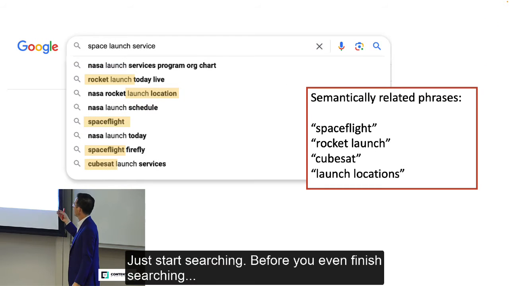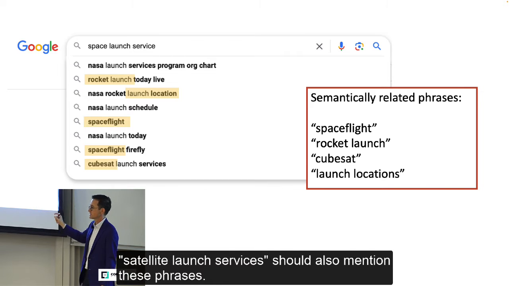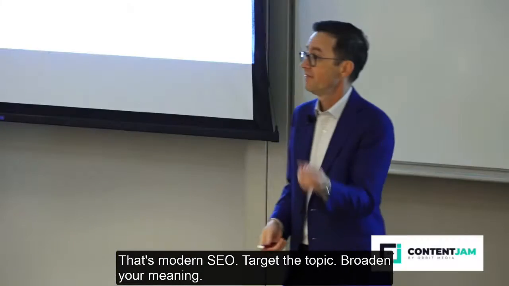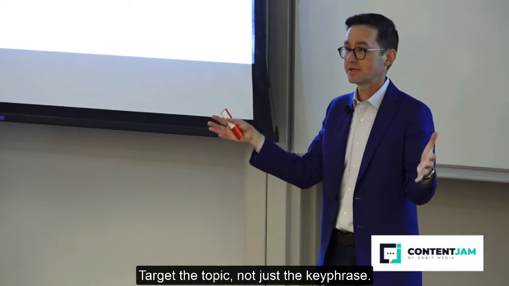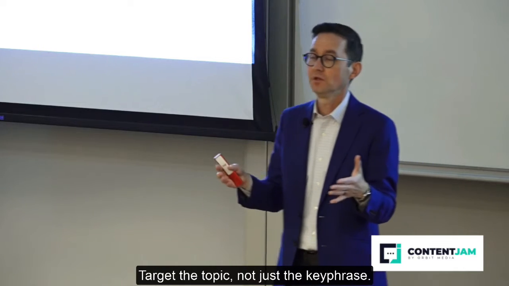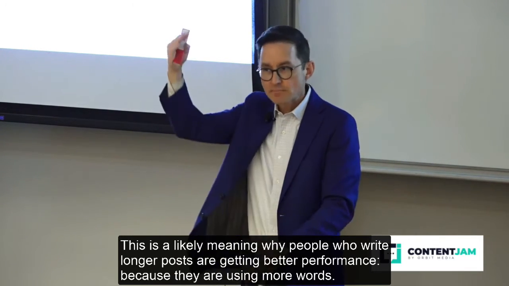Just start searching before you even finish searching. Rocket launch, launch location, space flight. The best page on the internet about satellite launch services should also mention these phrases. That's modern SEO. Targeting the topic, broaden the meaning. Target the topic, not just the key phrase. This is one example of a likely reason why people who write longer posts are getting better performance, because they're just using many more words.